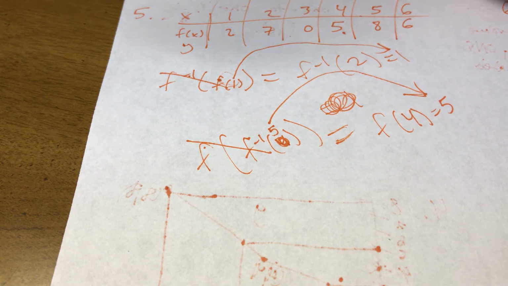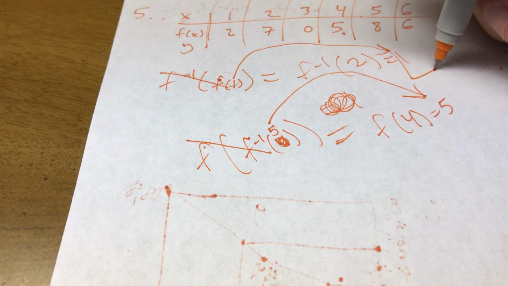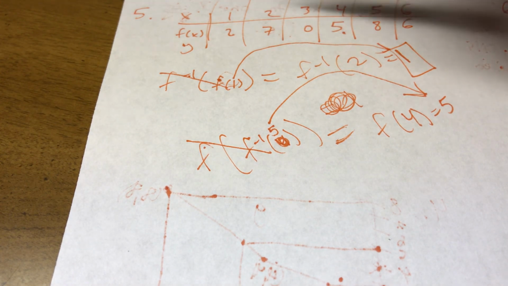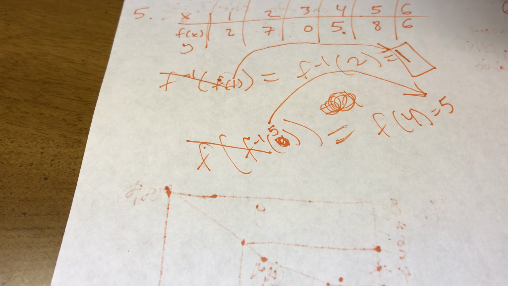Okay, so really your answer back here, to answer the actual original question, should be 1. That's it. So the f inverse of f of 1 is 1.